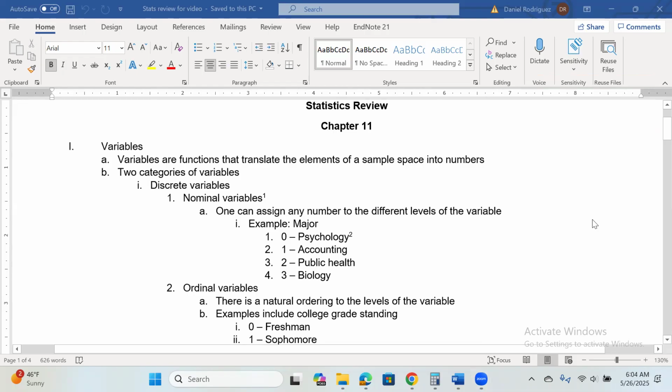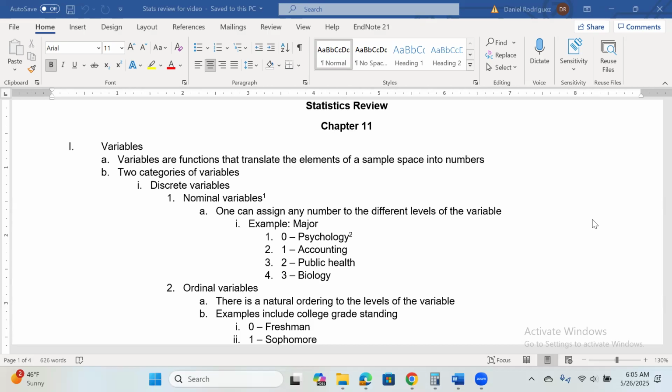Okay, so first thing we have to talk about is variables. My goal here is just to give you information so that you can evaluate things correctly when you're reading articles. I'll go into it in depth, but you just need to understand the basics. Okay. Variables are functions, and functions translate elements of a sample space into numbers.